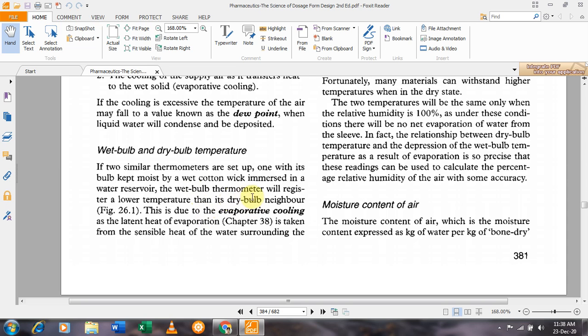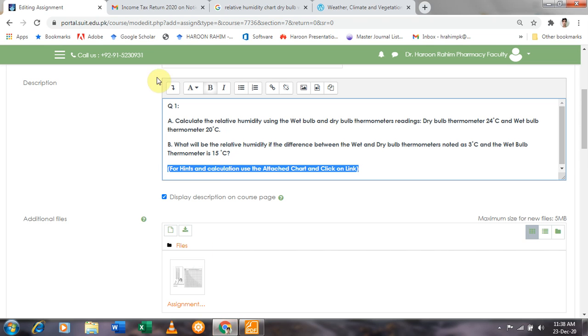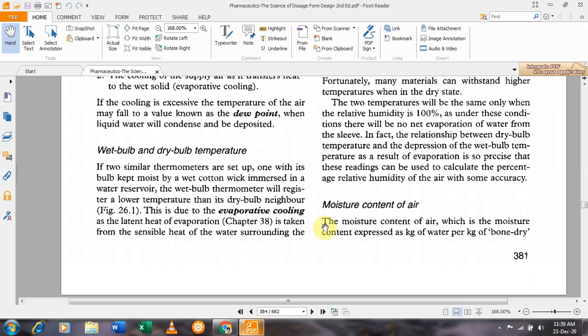The wet bulb thermometer will register a lower temperature. Why will it register a lower temperature? Because of several reasons. You can see that the wet bulb thermometer will register the lower temperature. The temperature noted in the wet bulb thermometer will be lower compared to the dry bulb one.